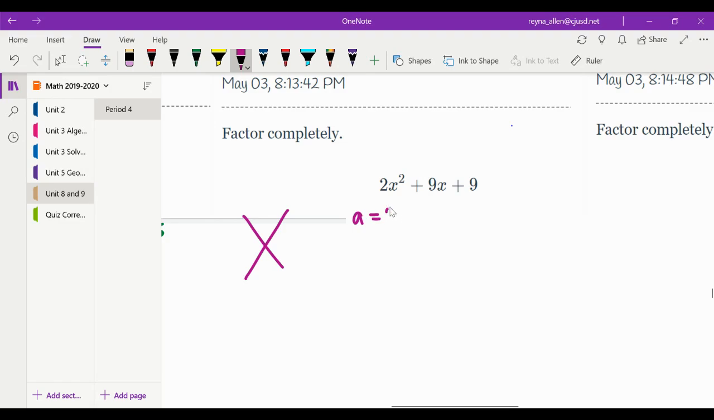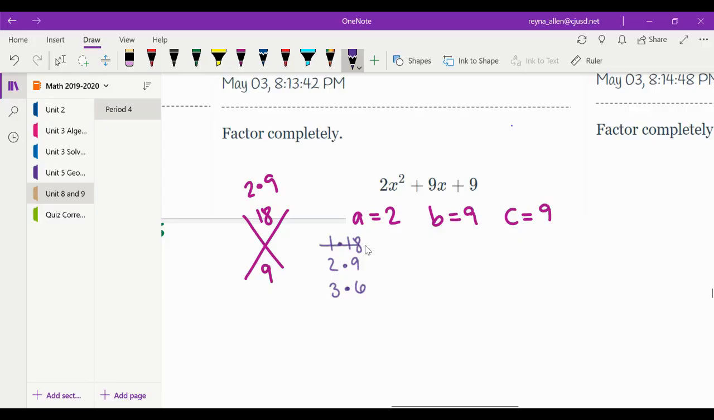Okay, A equals 2, B equals 9, and C equals 9. What number goes at the top? We would do 2 times 9, which is 18, which will go at the top. And then we take our B and put that in the bottom. Okay, so now we're going to look for some factors. Factors of 18. So I have 1 times 18. I have 2 times 9. I have 3 times 6. So they need to add up to 9.